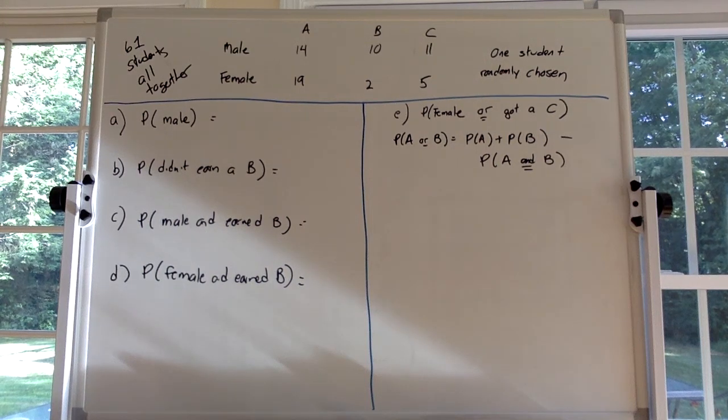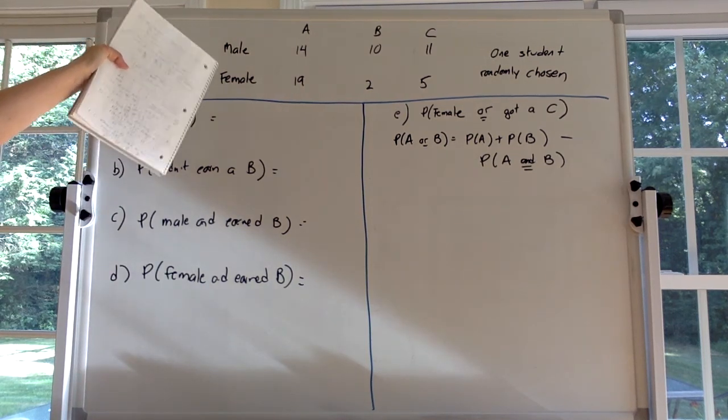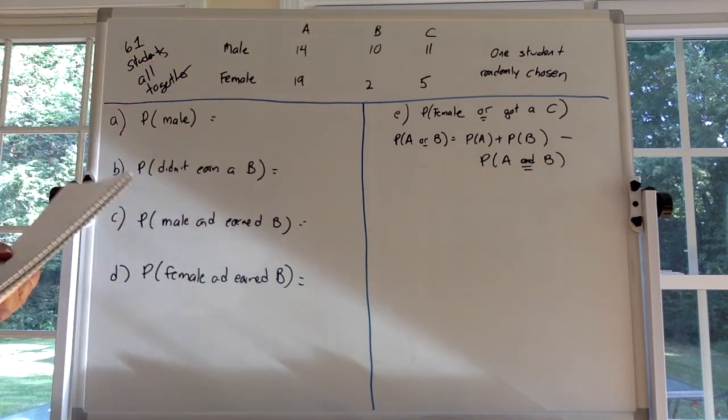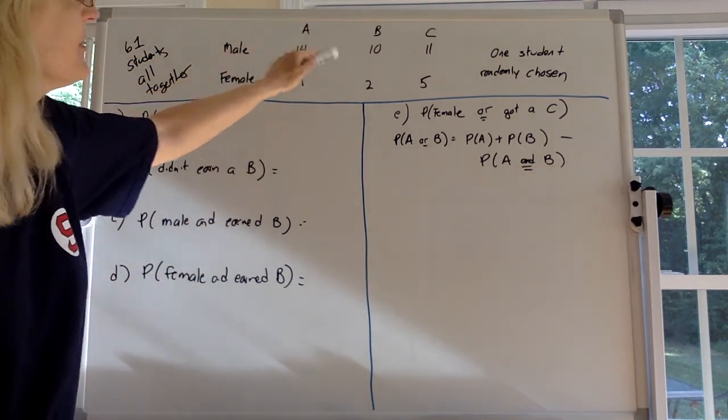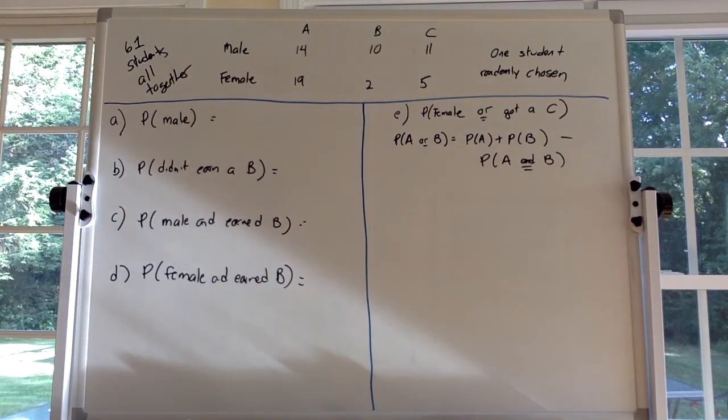All right, this is a multi-part problem, and it has to do with probabilities in males and females getting A's, B's, and C's on their grade. Up top here we have a chart showing males, females, how many got A's, how many got B's, how many got C's. If you add all the numbers up, 14 plus 10 plus 11 plus 19 plus 2 plus 5, it's 61. So I did that addition for us.